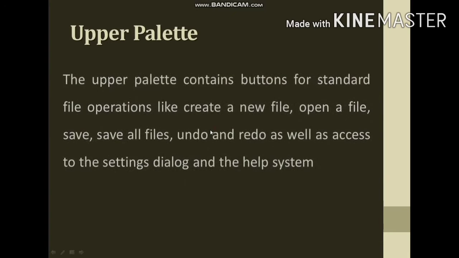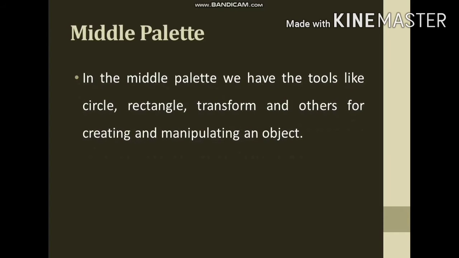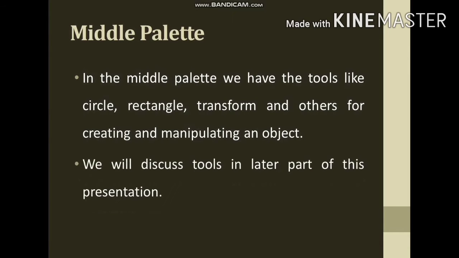Upper palette. The upper palette contains buttons for standard file operations like creating a new file, opening a file, save all files, undo and redo, as well as access to the settings dialogs and the help system. Middle palette. In the middle palette, we have tools like circle, rectangle, transform and others for creating and manipulating objects. We will discuss tools in a later part of this presentation.